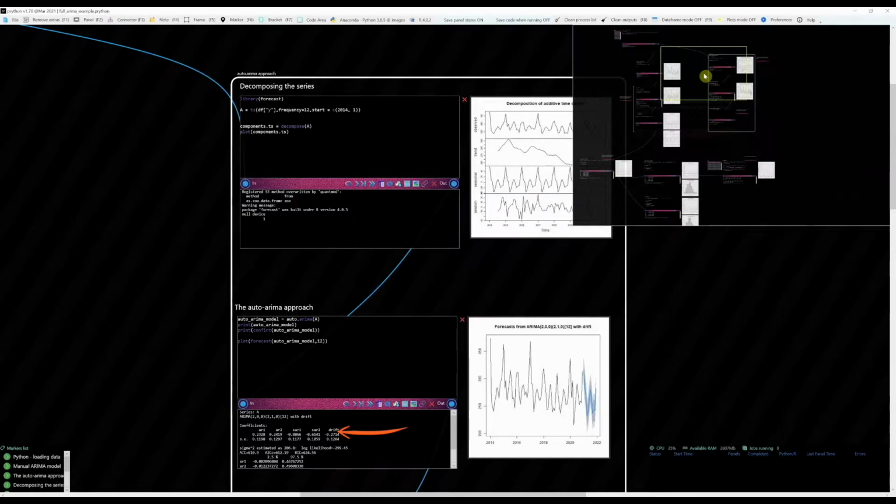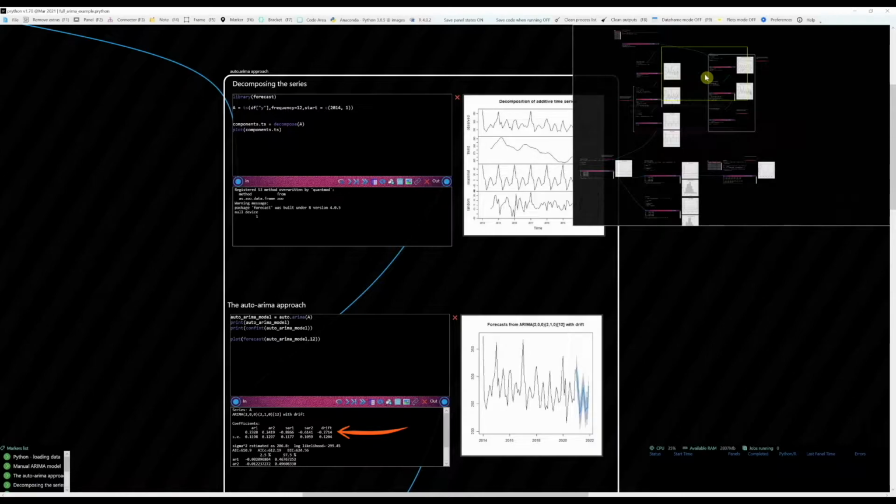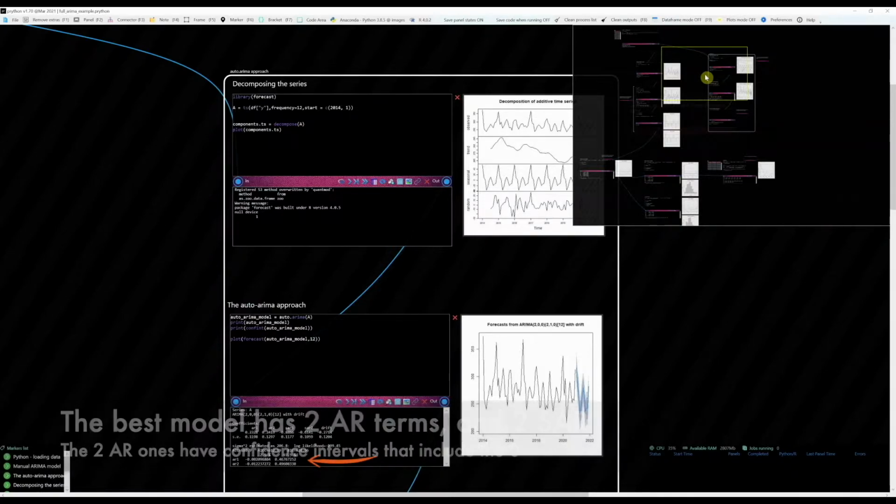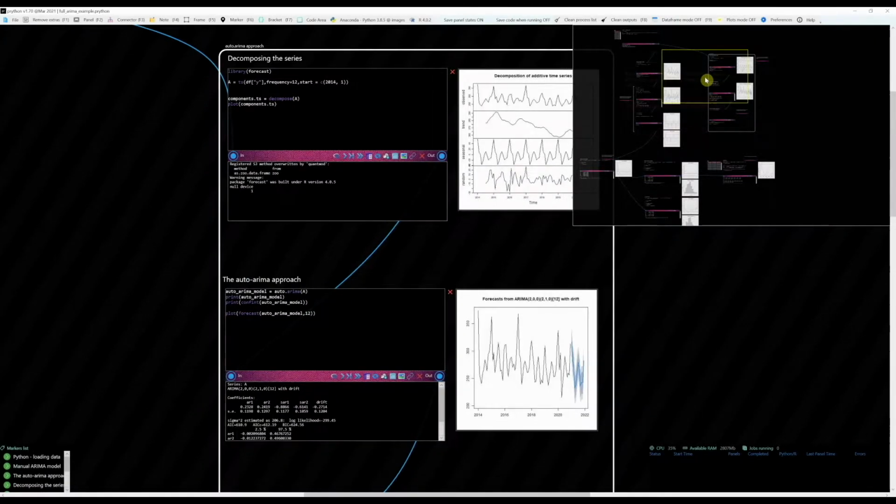Let's see the model. I don't like this. There are two parameters, AR1 and AR2, the two autoregressive components that have confidence intervals that include the zero. This means that our model is over-parameterized, meaning it has more things than it should. We always should prefer models with simpler structures.